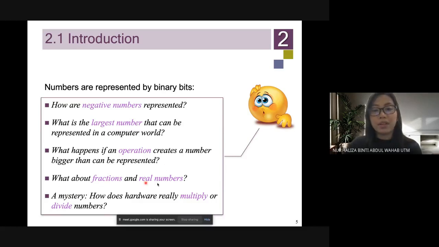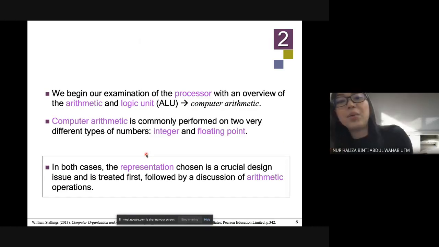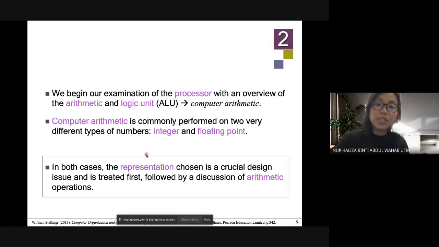What about fractions and real numbers? And the mystery: how does the hardware really multiply and divide numbers? So how does this basically happen in your computer? The ALU, as you already saw, is your arithmetic logic unit. This is one very important function, like the heart of your computer, which processes things on your computer.